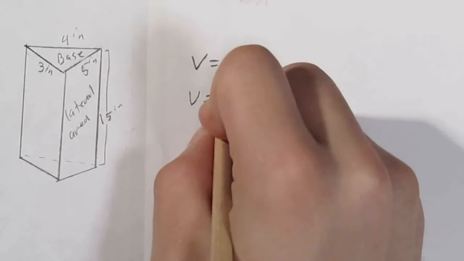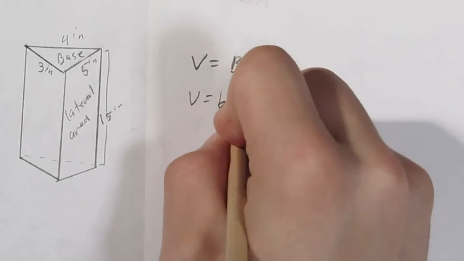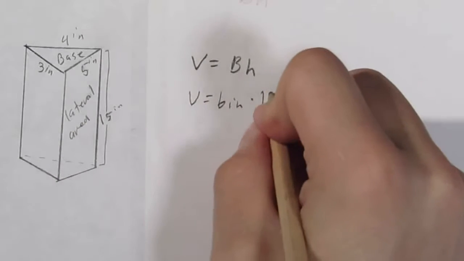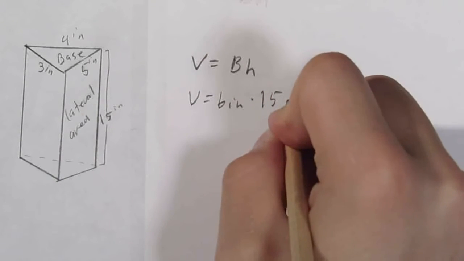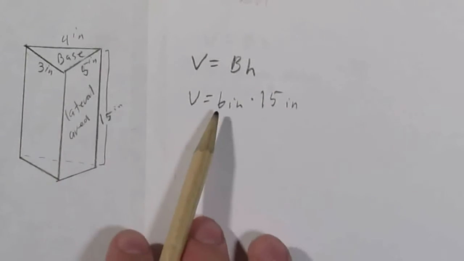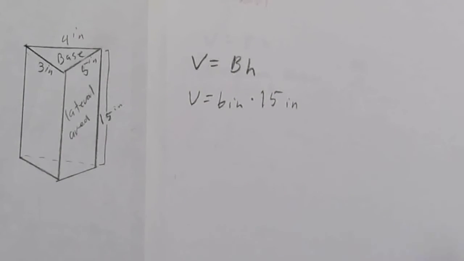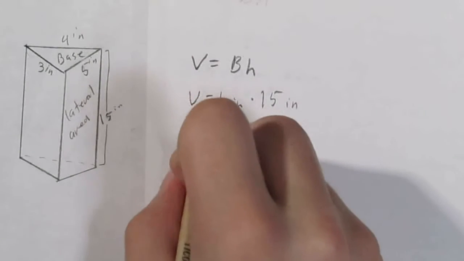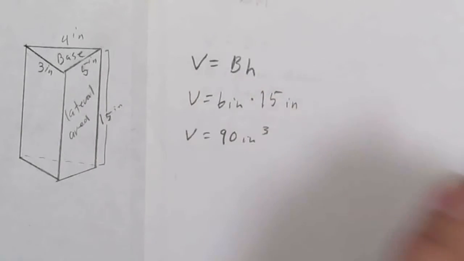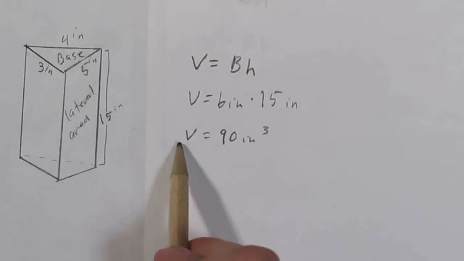So we're going to say that's 6 inches times the height, which is 15 inches. So in this example, we have the volume equals the base area, which is 6, and the height, which is 15. So 6 times 15 is 90. So the volume equals 90 inches, and because it's volume, it's cubed. So that's simply our answer right there.